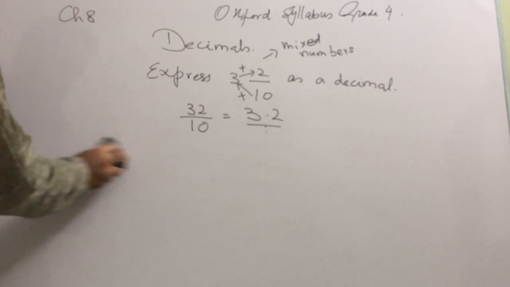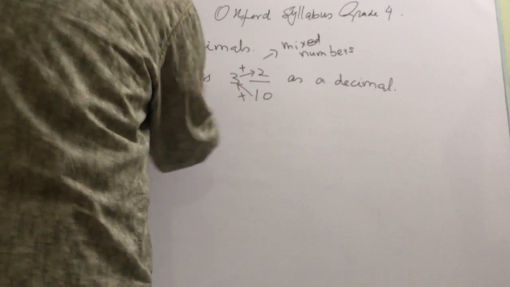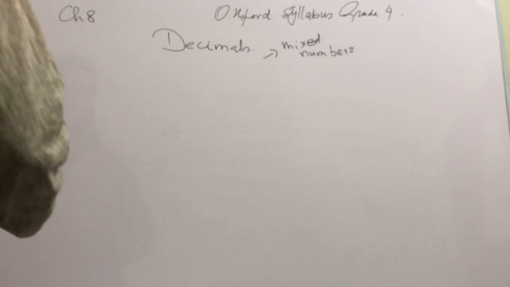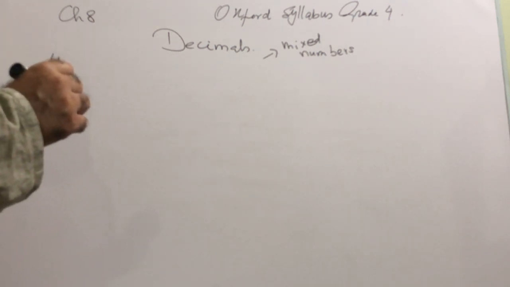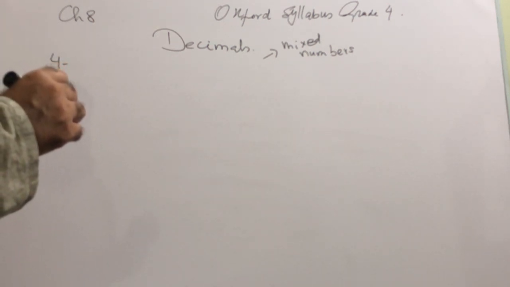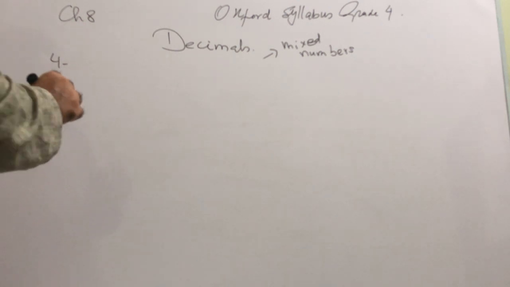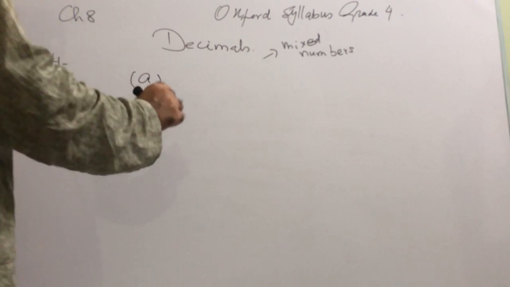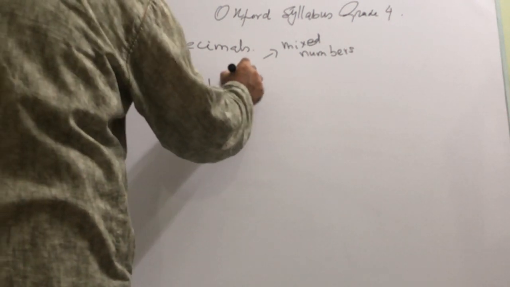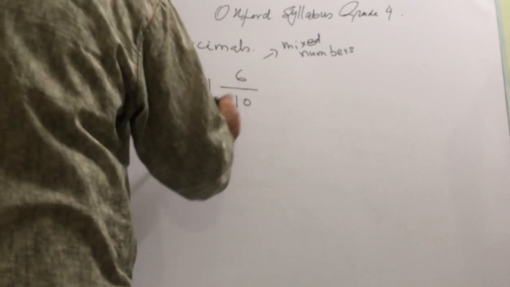Now we'll be moving to the next page, page number 150. Point number 4. Express each of the following as a decimal. So this is the same as before. Part A is 1 whole number 6 over 10. This is a mixed number.